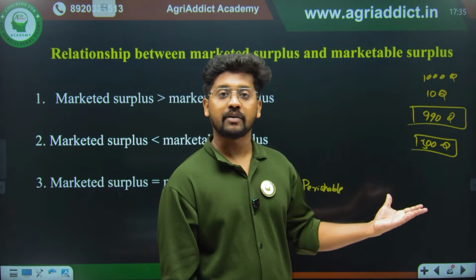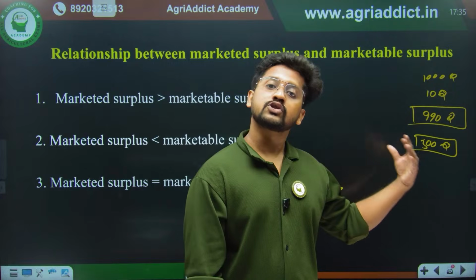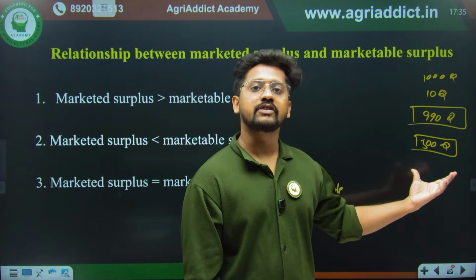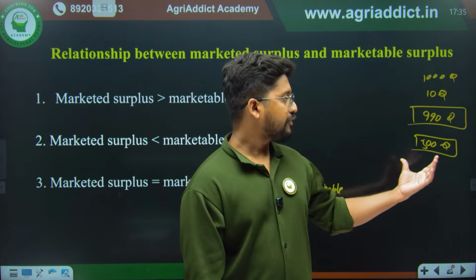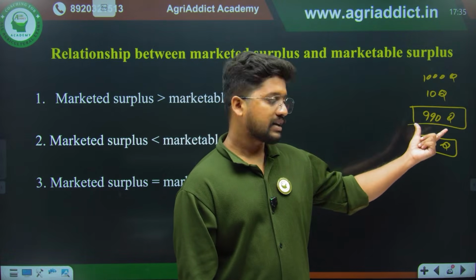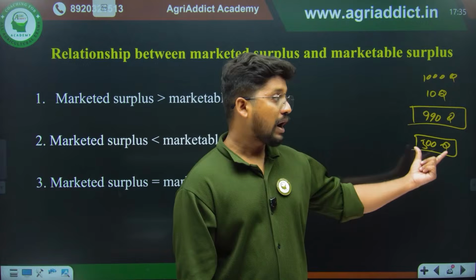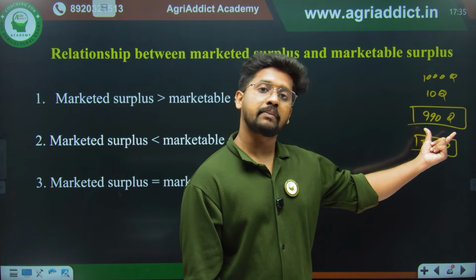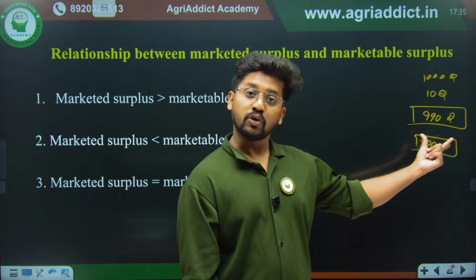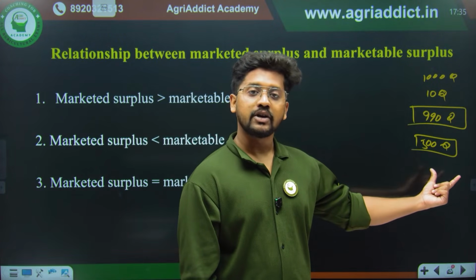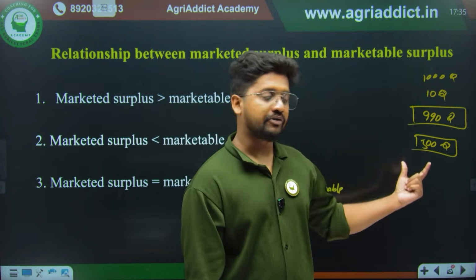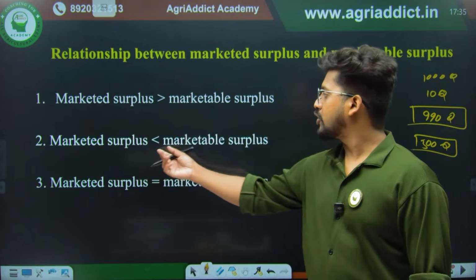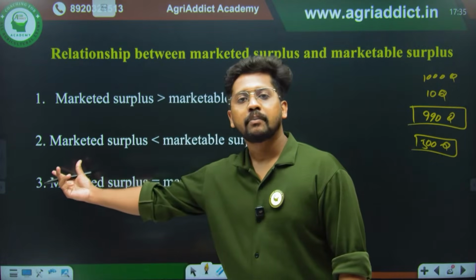His marketable surplus was 990, but the marketed surplus is just 500 quintals, because he is a progressive farmer, or maybe he has enough storage facilities, because only the large farmers or the progressive farmers will have storage facilities, right? So your marketable surplus is greater than your marketed surplus. You had more to sell, you had more ability to sell in the market, but you chose not to sell it whole. You will store some part to get more profit, and you will sell less than that. This is your second case.